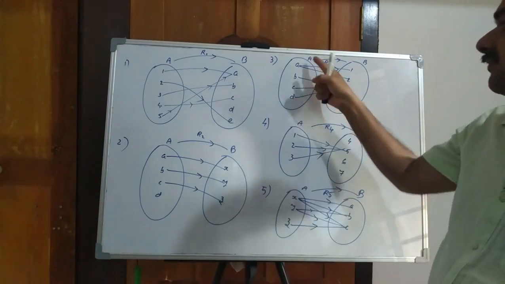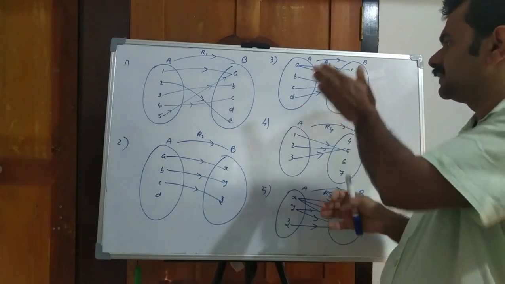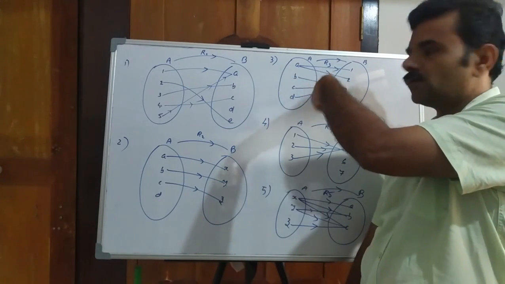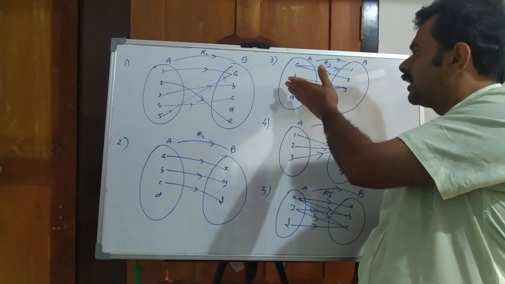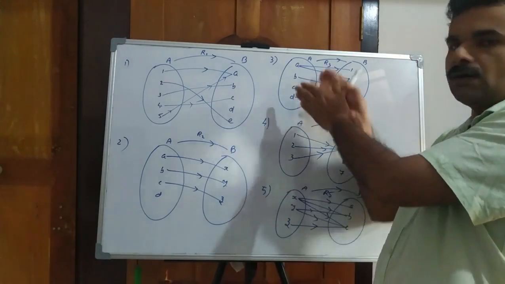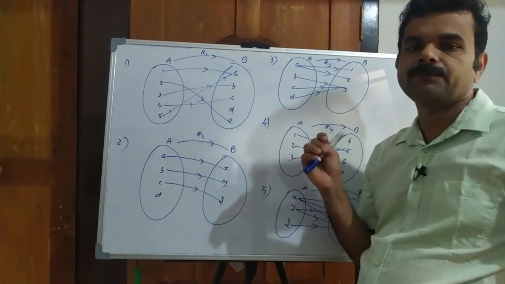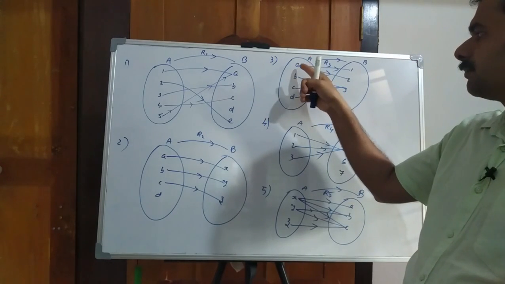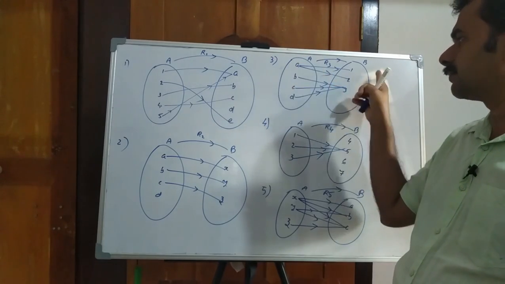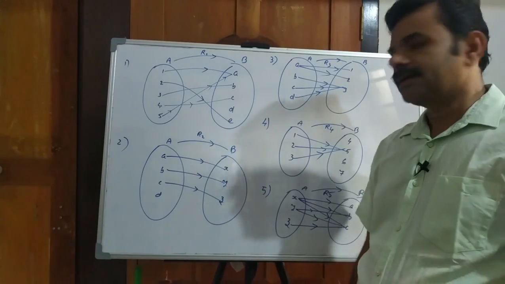Okay, so every element of the set A has images in the set B. Clear? Every element or all elements of the set A have images in B. No elements of the set A are eliminated or isolated, isn't it? Because what? Arrow marks are drawn from each element of the set A. From A arrow mark, from B arrow mark, from C arrow mark, from D also arrow mark can be seen.